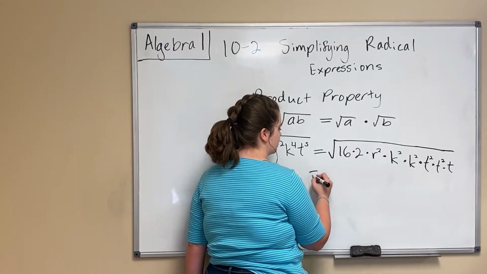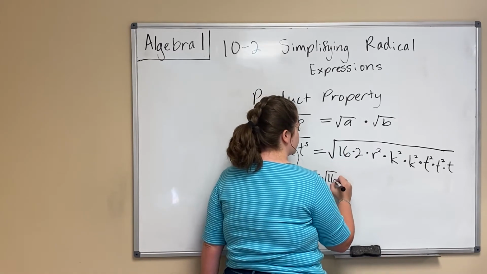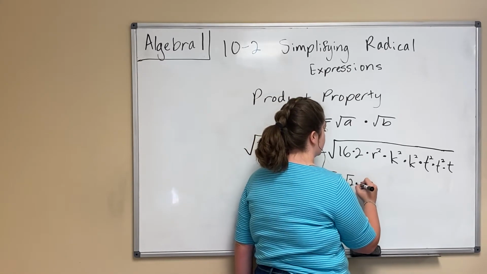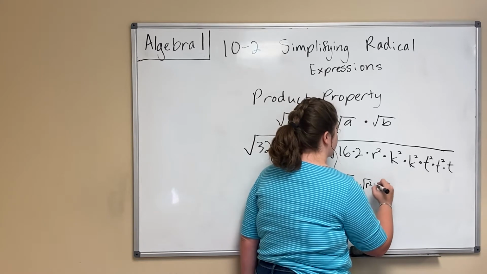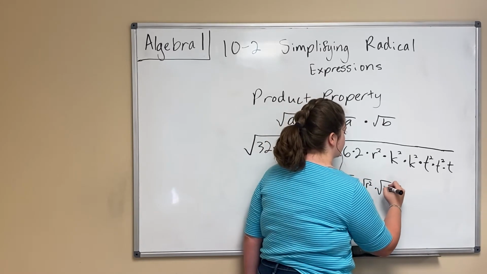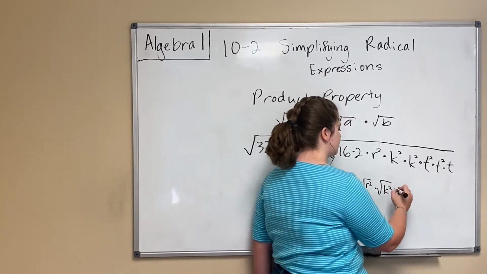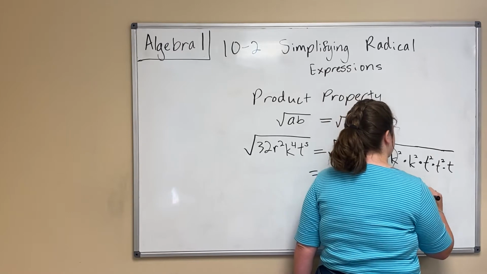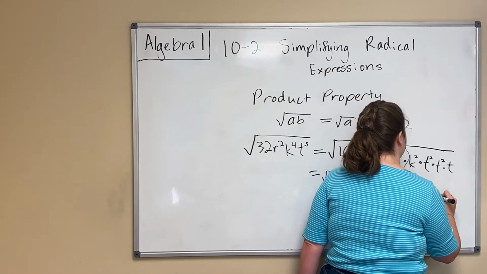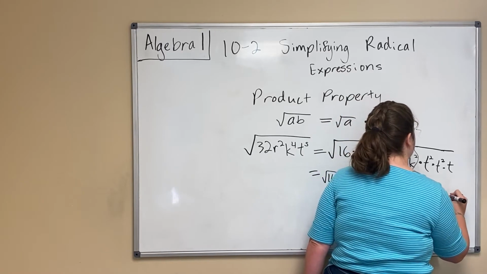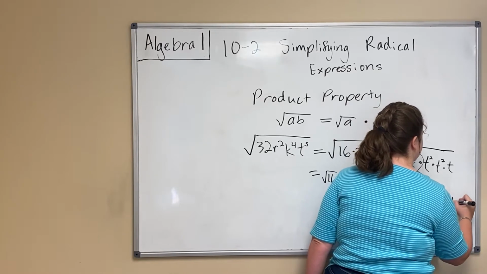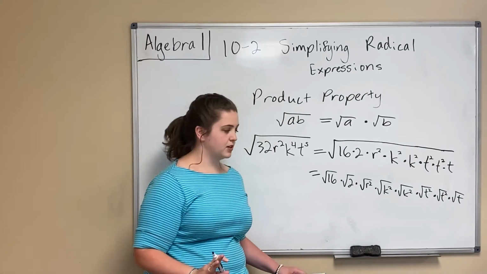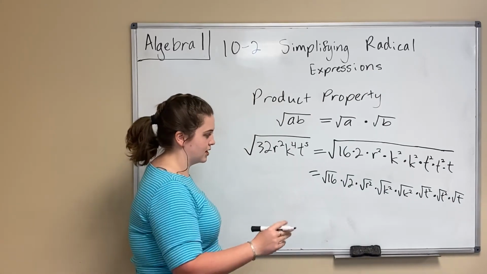And we get that this equals whatever the square root of 16 is times the square root of 2 times the square root of r squared times the square root of k squared times the square root of k squared times the square root of t squared times the square root of t squared times the square root of t. Again, it's pretty long, but now we can start simplifying it piece by piece.